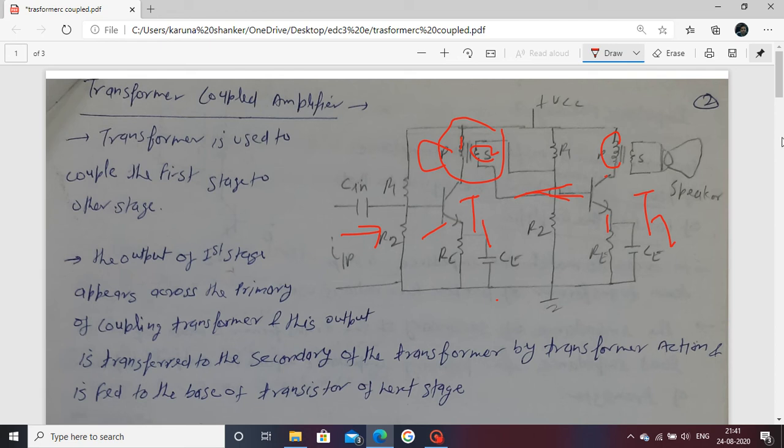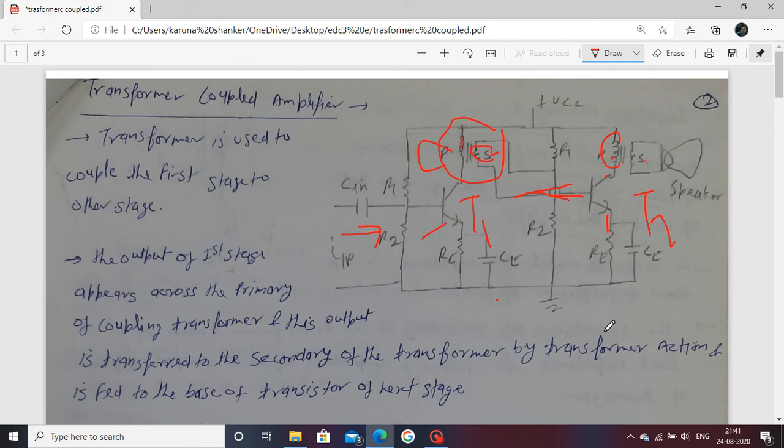Now this transistor's collector is connected to the primary of the transformer. This one is the primary, this one is the secondary. Now the primary transfers to the secondary, and in the secondary a speaker is used as the load, meaning the overall gain is high in the last stage, the T2 transistor, and the output. This is the working of the transformer coupled amplifier.